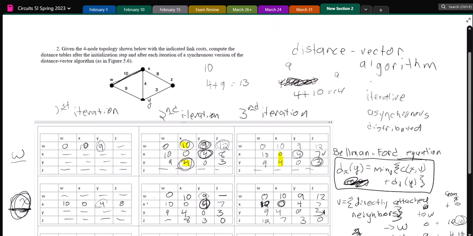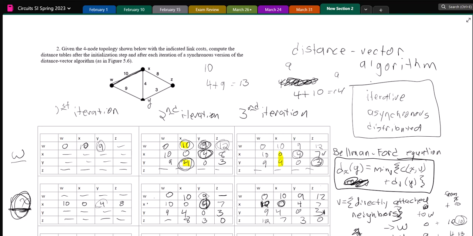And then I wanted to go back and talk about these. So what do these things mean? So iterative, we have steps, we do it, we try it once, and then we try it again, we see if we get something better, we try it again, we see if we get something better. And so iterative, we're doing it again and again until we get to a stopping point, and our stopping point is when none of the distance vectors change.